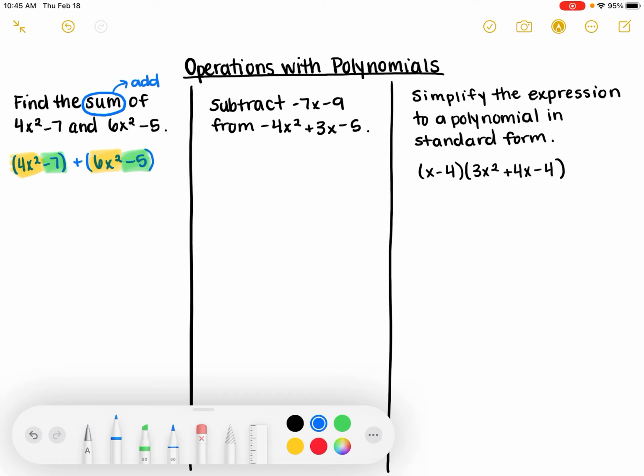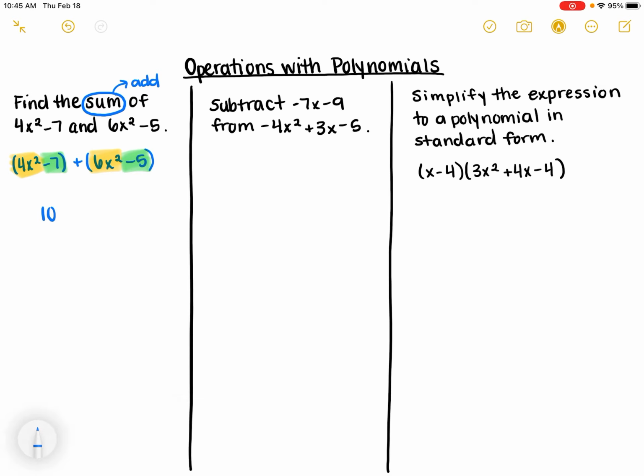So I'm going to combine those like terms, and that's going to give me my answer. 4x squared plus 6x squared gives me 10x squared, and negative 7 plus negative 5 is going to give me negative 12. So that would be the final answer. I type in 10x squared minus 12. You just want to make sure you add the correct like terms together when you're finding the sum of two polynomials.